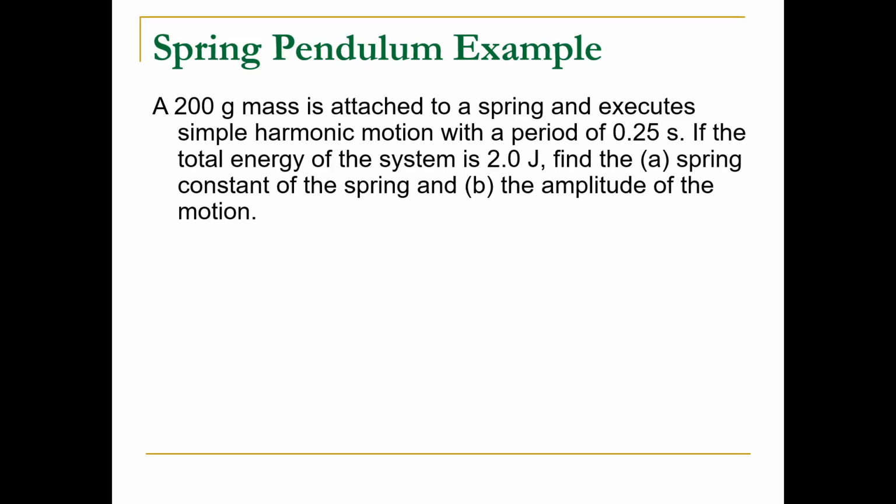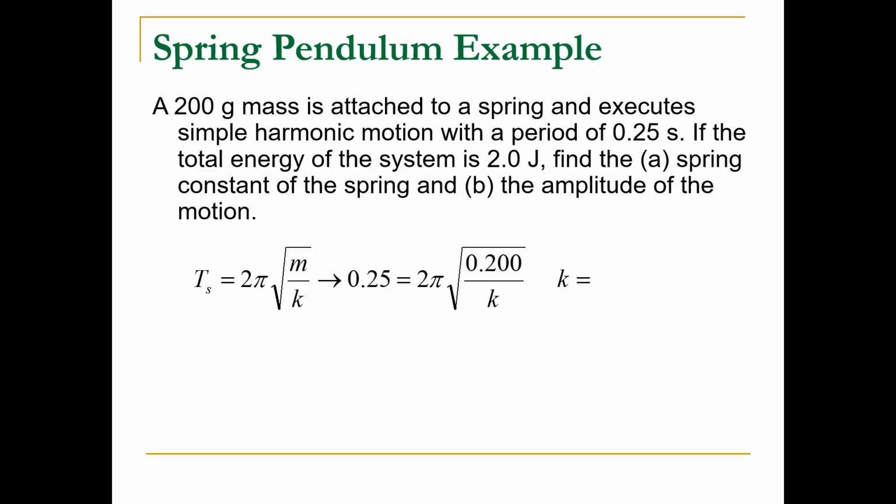All right, so if we're given the period, that's a pretty good hint. We're going to want to use the period equation we just learned. And so if we plug that equation in, the period of a spring is 2 pi times root m over k. The period was given, 0.25 seconds. 2 pi is constant. The mass is 0.2 kilograms. And the k is what we're solving for.